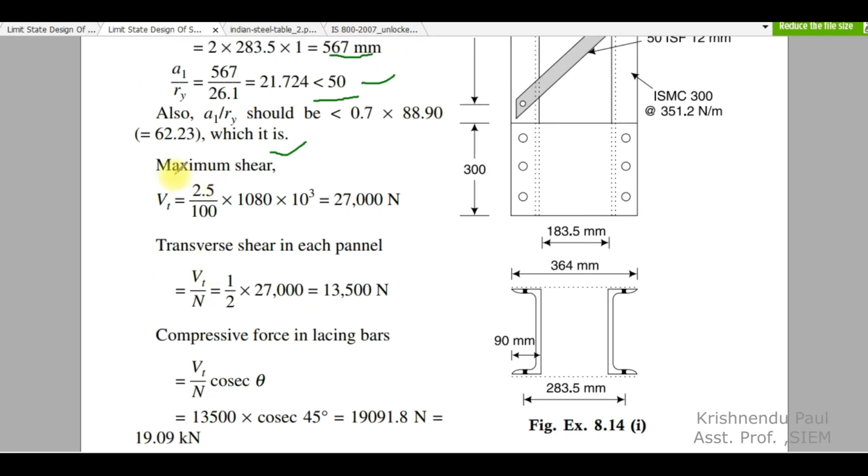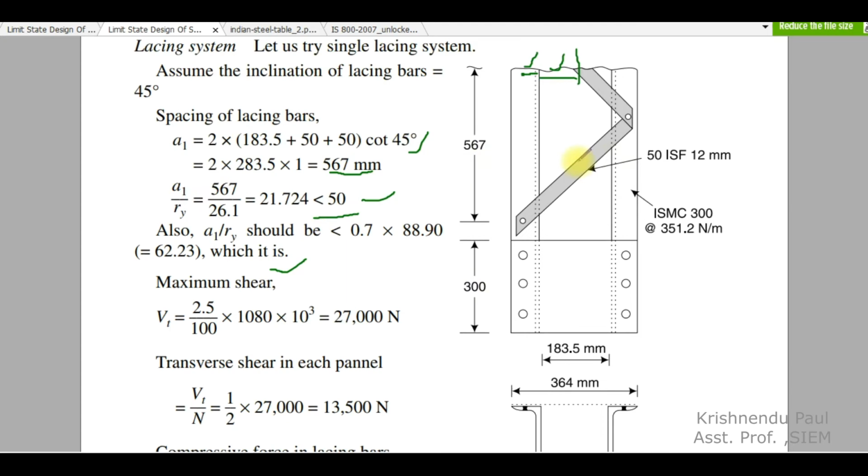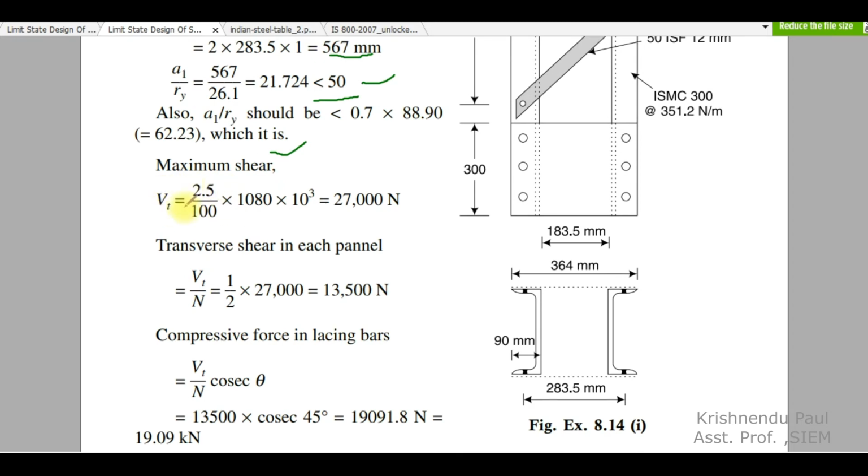Okay, so maximum shear, now we have to design this lacing bar. It is suggested that 2.5% of the total compressive load will be acting from the lateral side, so Vt is equal to 2.5% of the total compressive load coming from the vertical direction, so it is 27,000 newton. So transverse shear in each panel, here you can see there is one panel and there is another panel. The total load is shared equally on these two panels, half on this panel, the other half on this one. So transverse shear in each panel is 13500 newton, right?